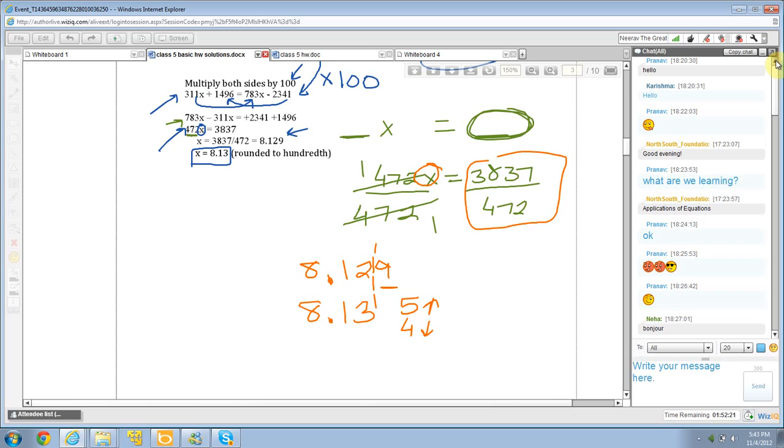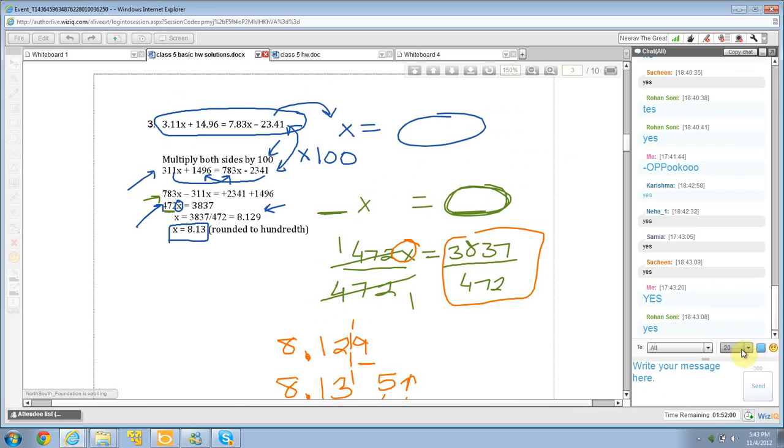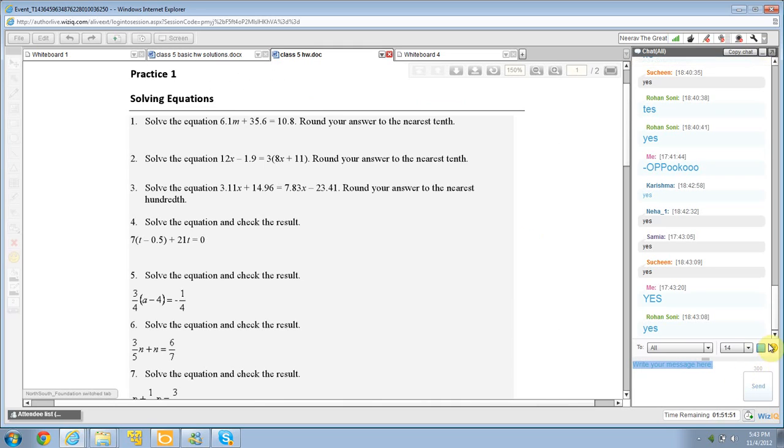Does that make sense to everyone now? You guys can go ahead and type that in the chat box. I've enabled it again. Okay, looks good. So basically what we're doing in all these problems is just trying to get it to this form right here: x is on one side and all of the other variables on the other. Okay, why don't we move on to the next one?